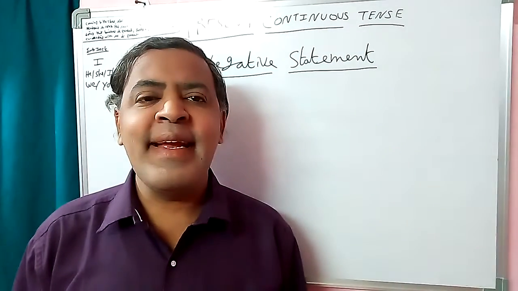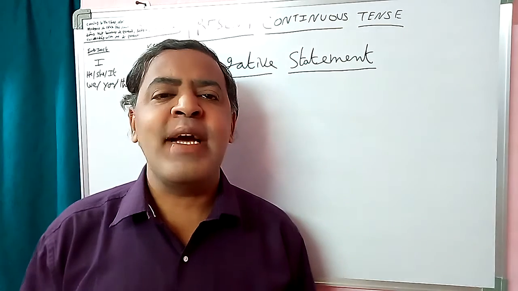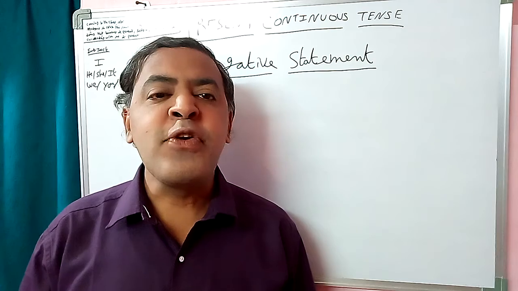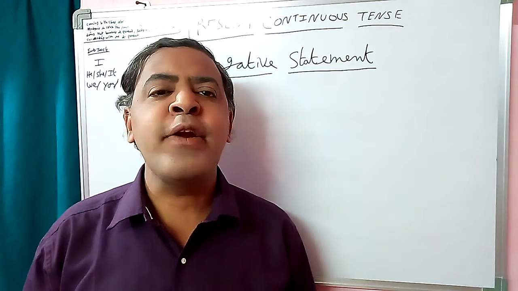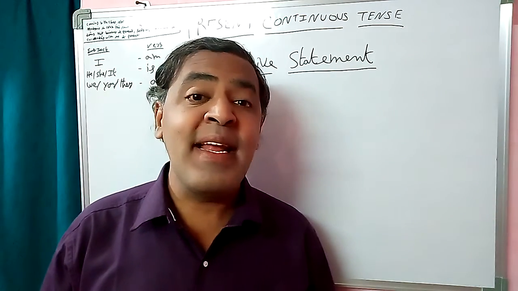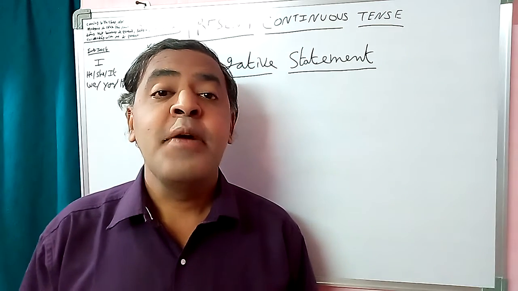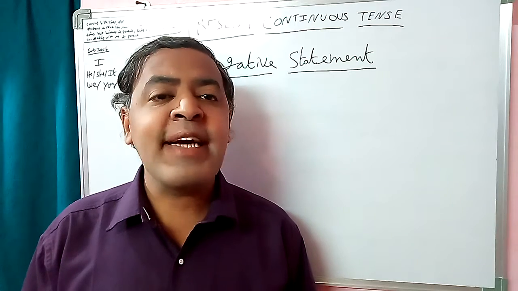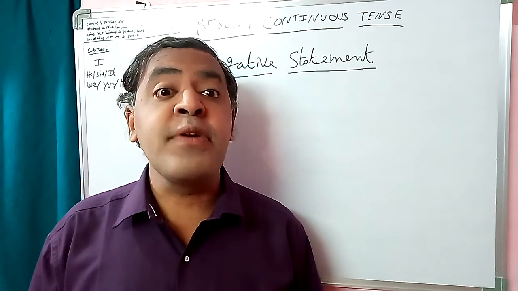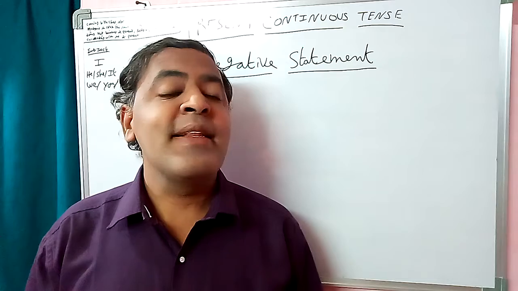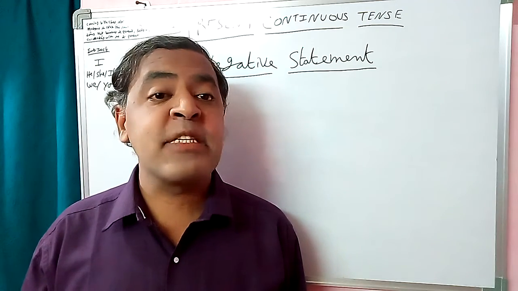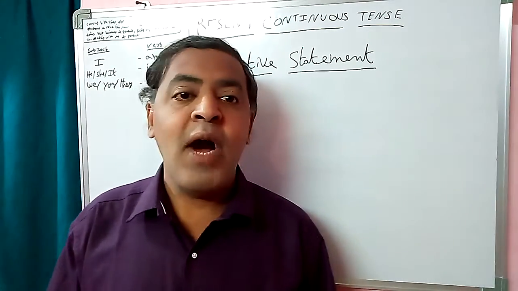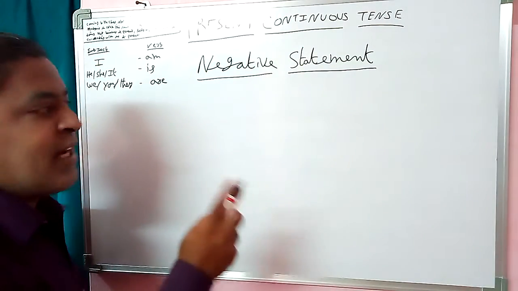Today's topic is present continuous tense. Present continuous tense is used to denote the action going on continuously at the present moment. In the previous video, I did explain positive statement in present continuous tense. Now I am going to explain negative statement.